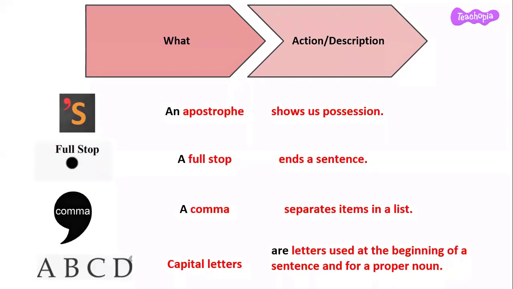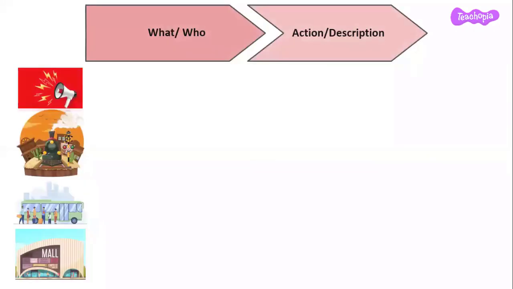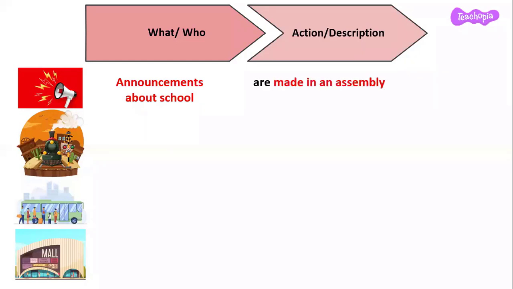Now let's look at another topic where we are addressing objects and people in the first block, as well as actions and descriptions in the second block. So what am I talking about? I'm talking about announcements about school. What is a description about announcements about school? It is that they are made in a school assembly. So announcements about school are made in a school assembly.